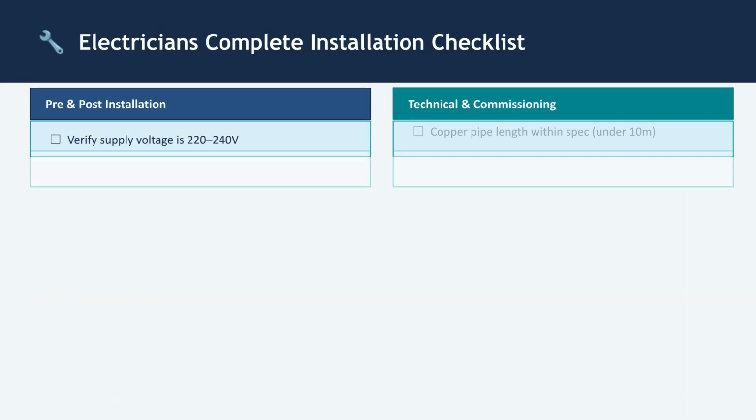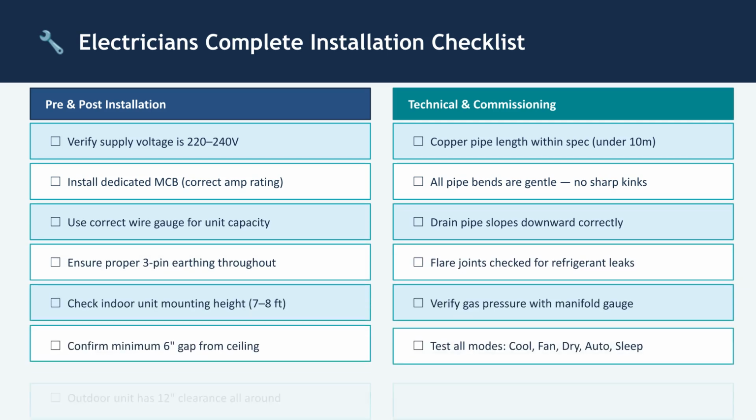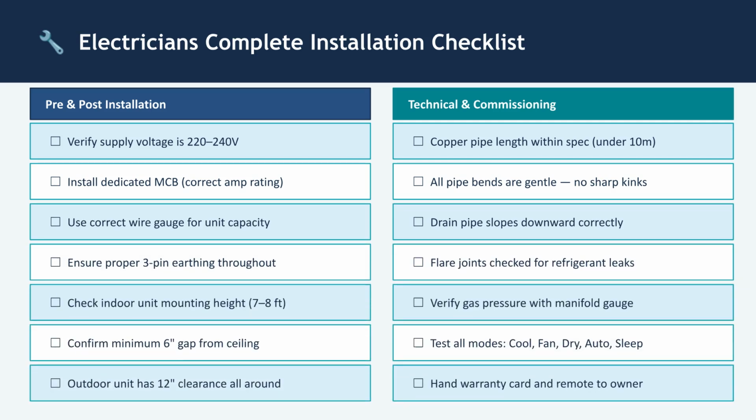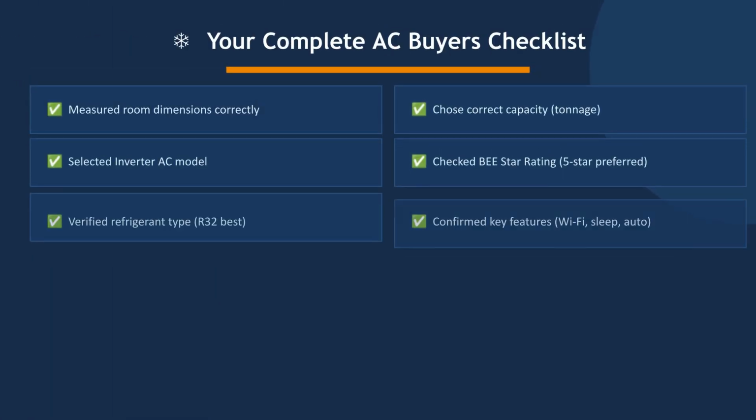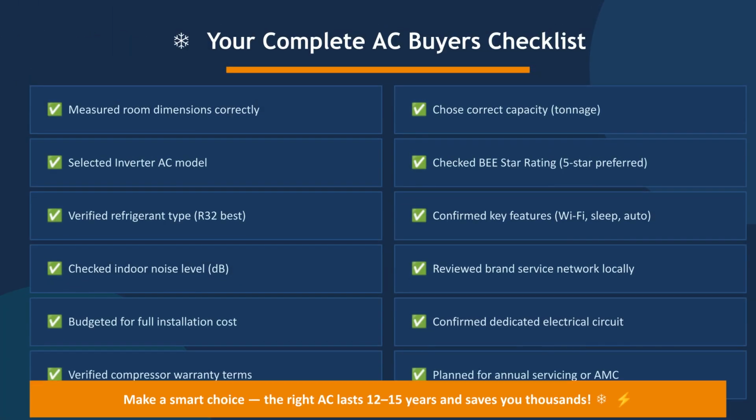The electrician's checklist ensures proper installation, covering pre-installation tasks like verifying voltage and wire gauge, as well as post-installation commissioning like checking pipe bends and gas pressure. Here is your complete AC buyer's checklist. Making a smart choice means selecting the correct capacity and model, confirming key features and warranty terms, and planning for servicing to ensure your AC lasts 12 to 15 years.